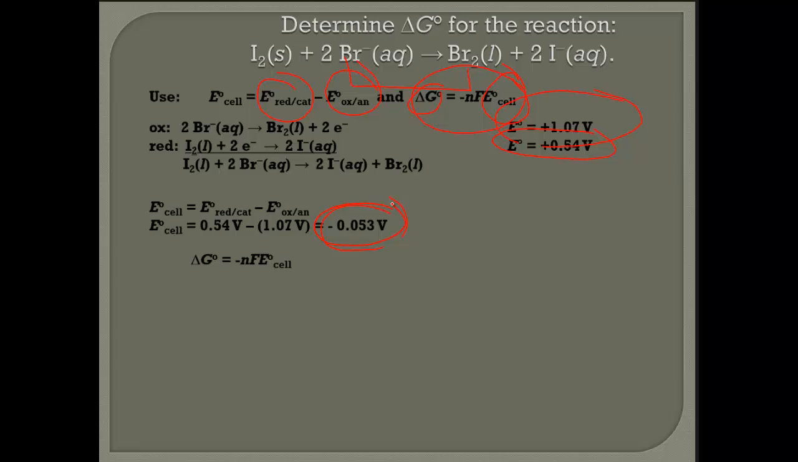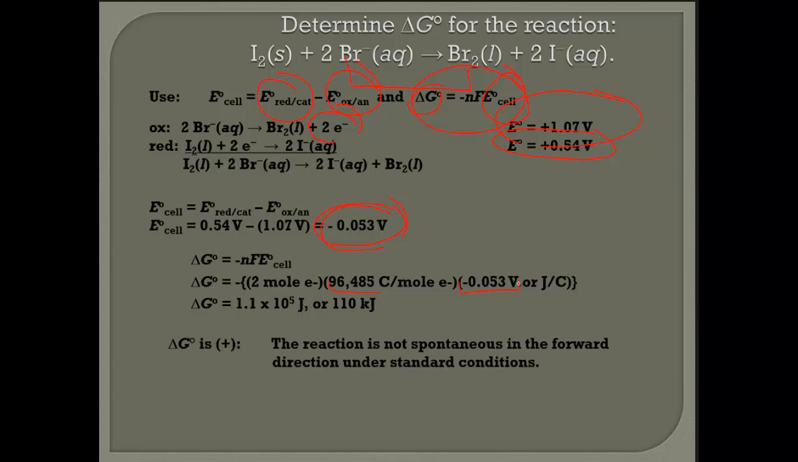So if we look up here, we're transferring 2 electrons. So it's going to be 2 times that constant times the voltage that we just calculated. Multiply that all together, and it comes out to be positive 1.1 times 10 to the 5th, or 110 kilojoules. Because delta G is positive, the reaction is not spontaneous in the forward direction under standard conditions.